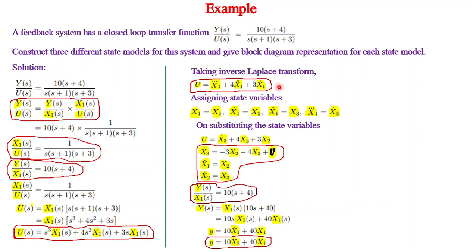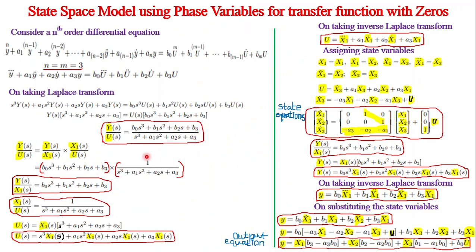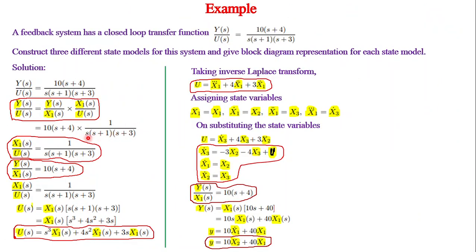Why is the x1 term not present? In the transfer function x1 of s by u of s, we don't have that x1 term. We get x1 dot because we have an s term only here. There is no constant term here, and since there is no constant term, we don't get that x1 there. Whereas in the other case, we got that constant term. Here, that constant term is not there. So in the same way, x3 dot is minus 3x2 minus 4x3 plus u.